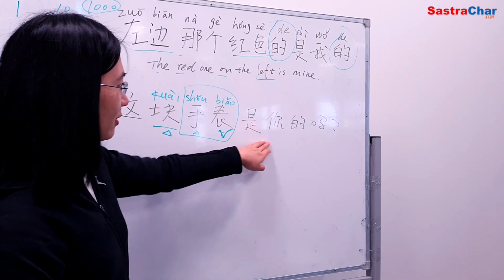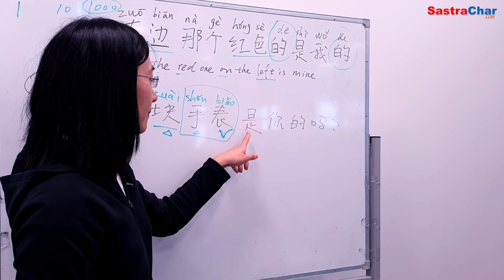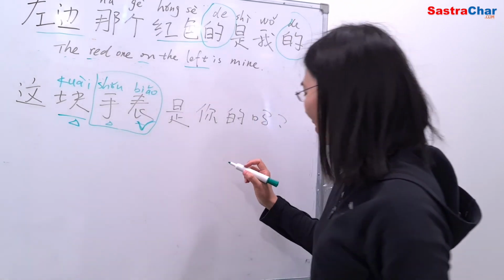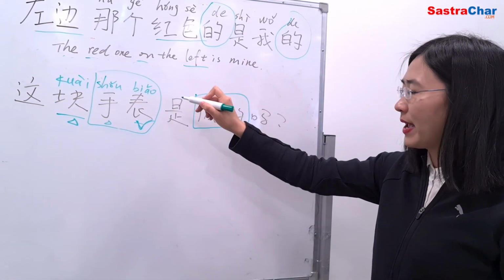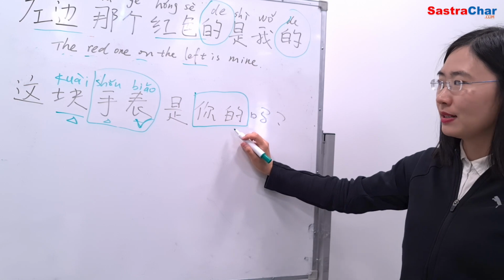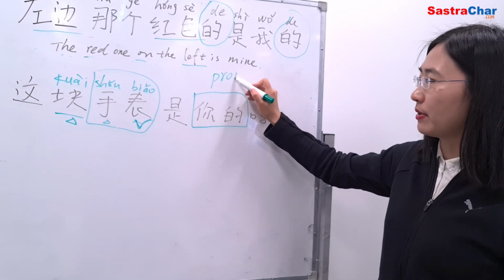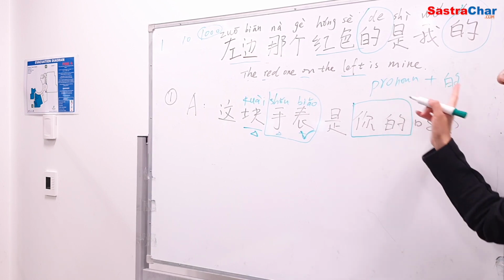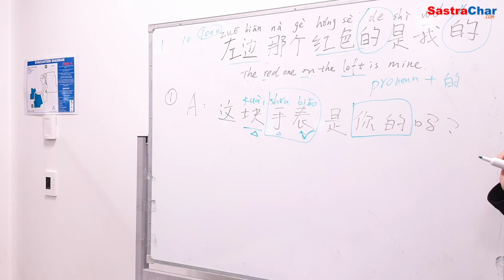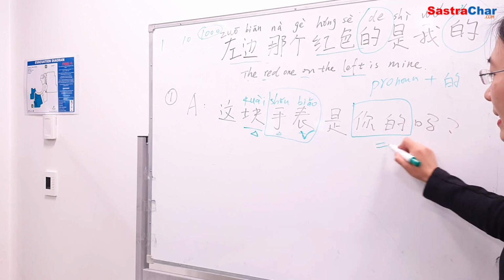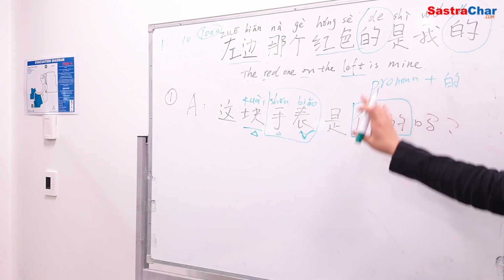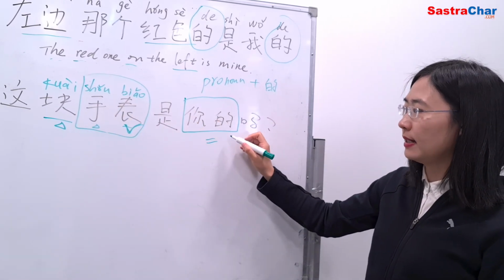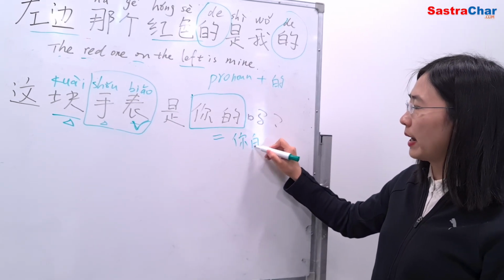Okay, you already know this word, right? 是你的吗 is yours. So here is where we use the 的, so this is a pronoun. 你 is a pronoun, right? Pronoun plus 的, it equals a nominal phrase. So what is a nominal phrase? If you make this whole sentence up, that is, 这块手表是你的手表吗?